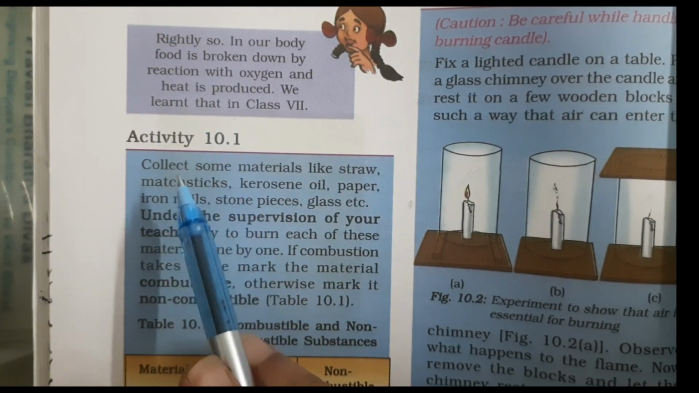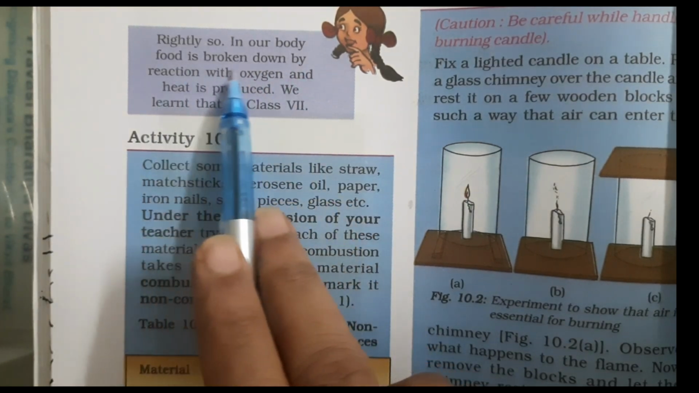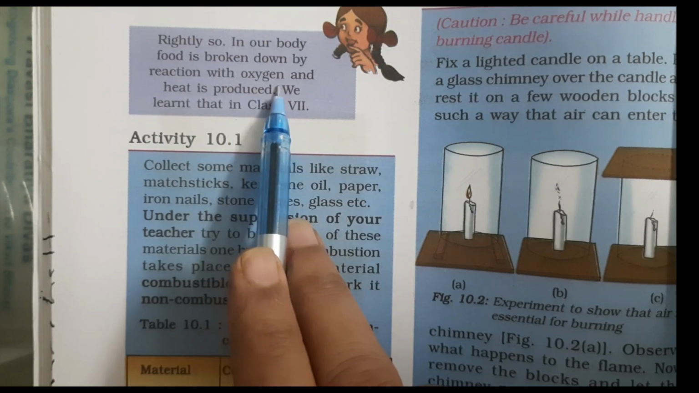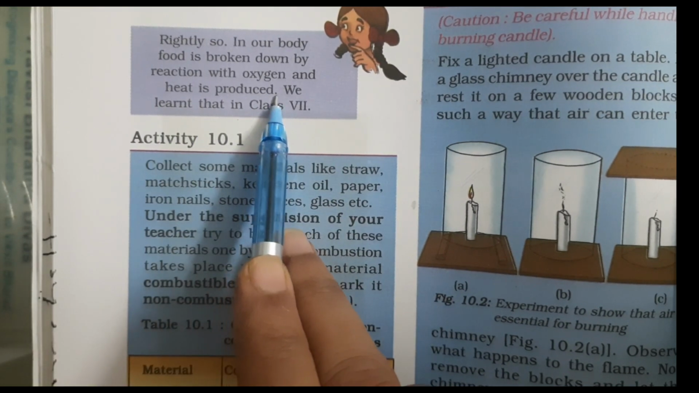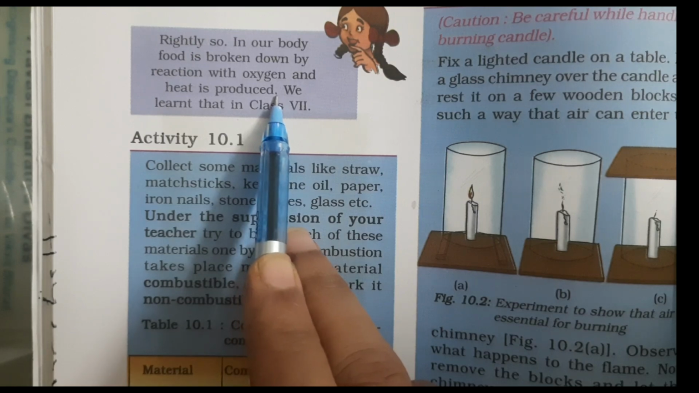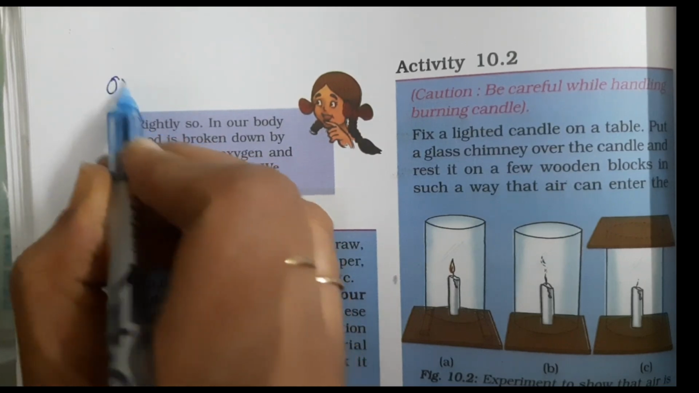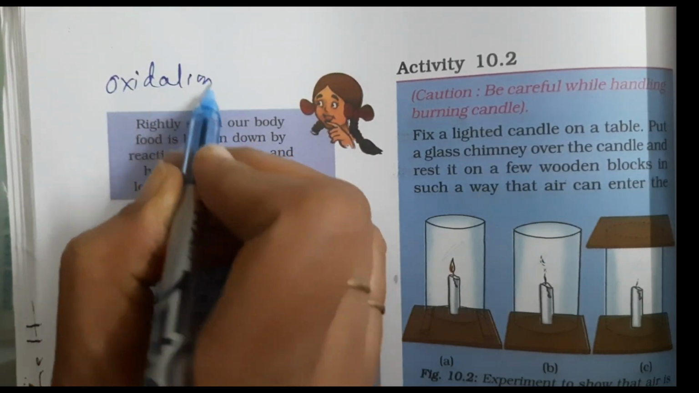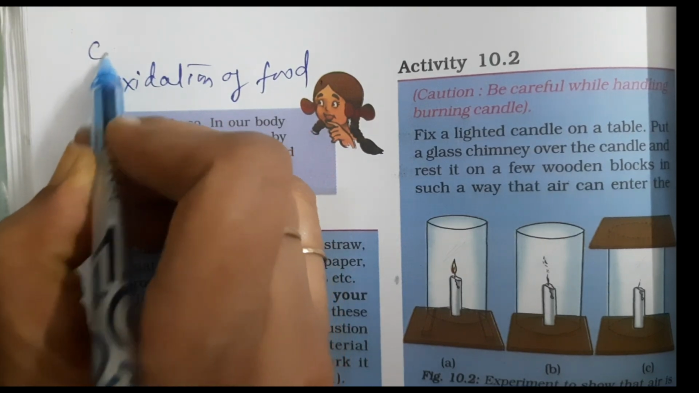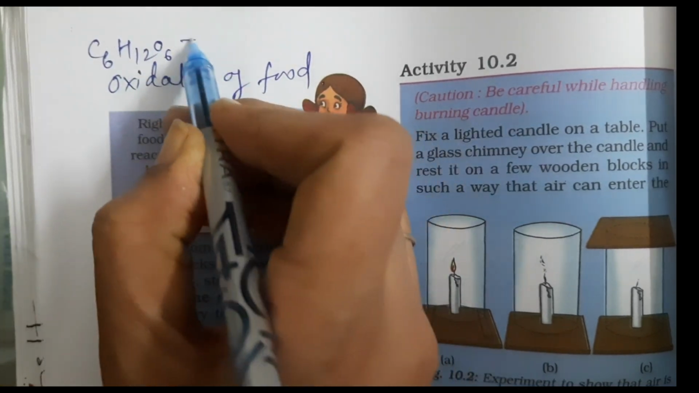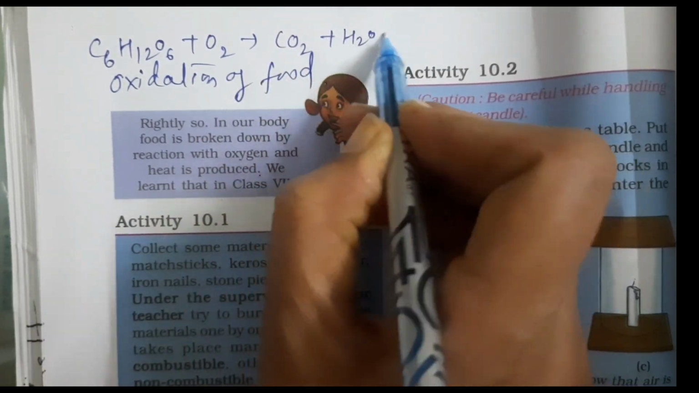So here, how is our body getting energy? In our body, food is broken down by reaction with oxygen and heat is produced. So how is digestion taking place? Digestion is nothing but oxidation of food. So what is digestion? Digestion is oxidation of food. Here, the food, that is glucose, C6H12O6, will react with oxygen to produce carbon dioxide, water and heat.